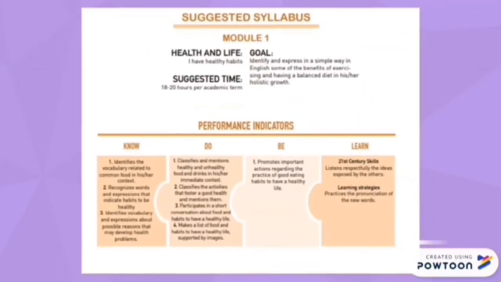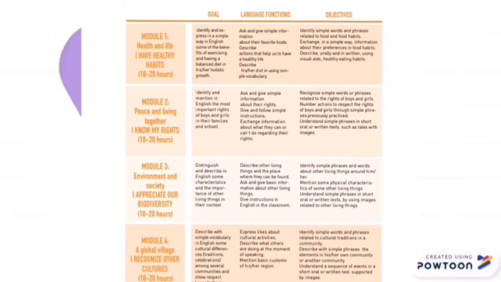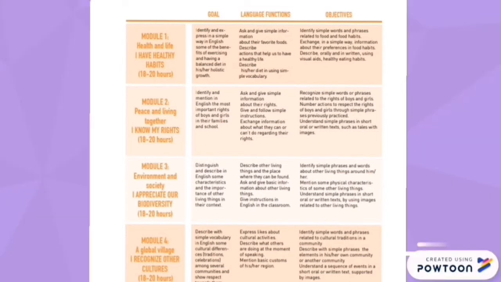The second grade, the first module, expresses the benefit of exercising and having a balanced diet. The second module expresses the most important rights of boys and girls in their family. The third module is about describing some characteristics and the importance of other living things in the context. In the last module, describe with simple vocabulary cultural differences like tradition and celebration.